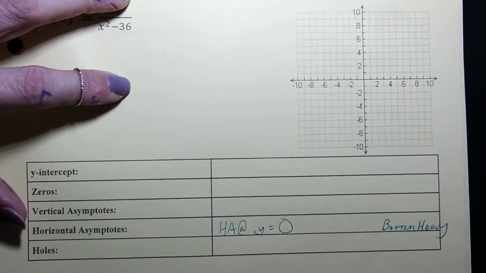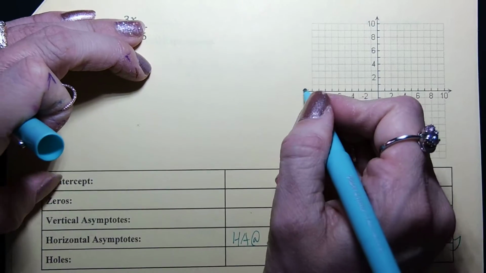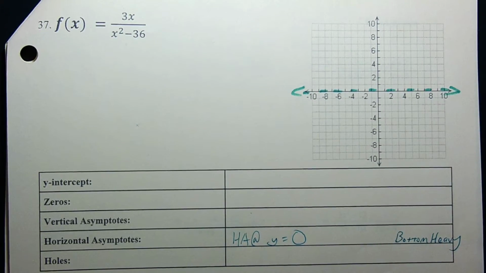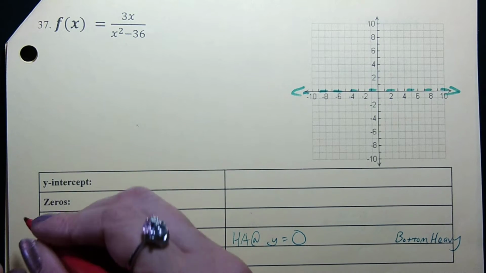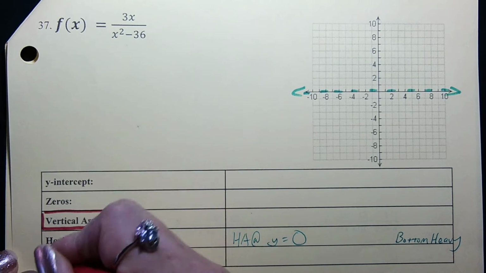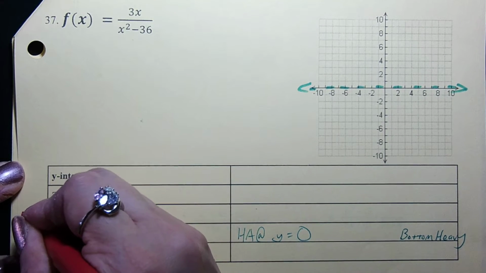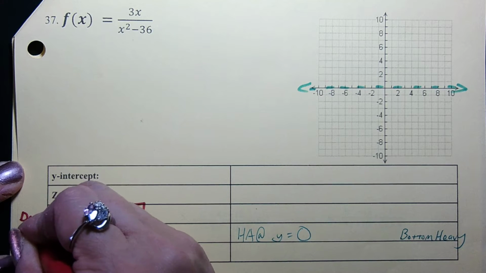We are going to draw that in as a dashed line going through 0. Now, vertical asymptotes and holes are the ones that come from denominator restrictions.